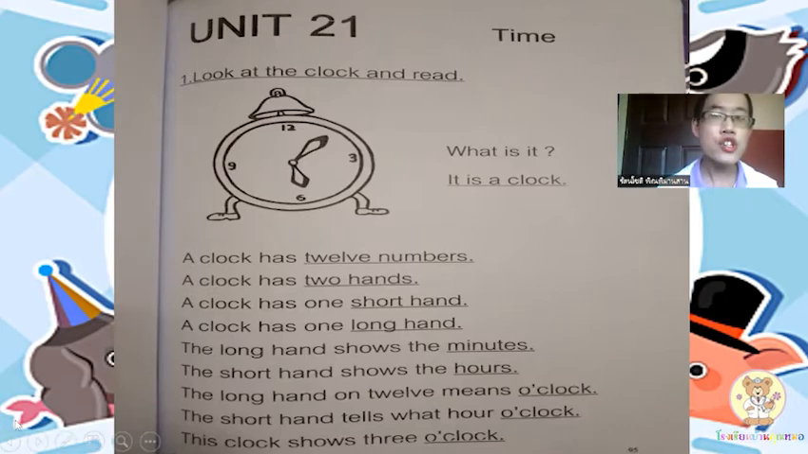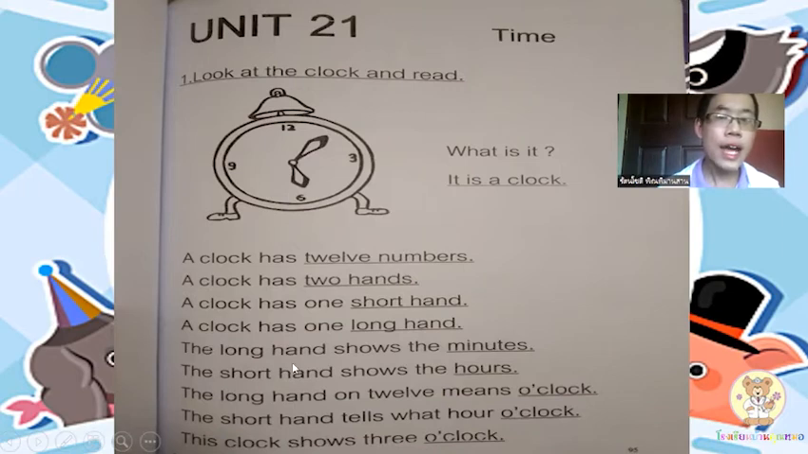A clock has one shorthand. A clock has one longhand. I want all of you to pay attention to this word, shorthand. Do you know what the word shorthand means, everybody? Shorthand is like this. Normally the clock has two hands, right, everybody? Shorthand and longhand. If we talk about shorthand, it tells us about the hours. But if we talk about the longhand, it tells us about the minutes.